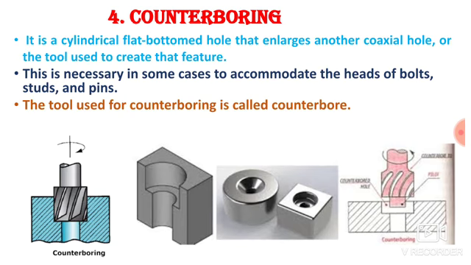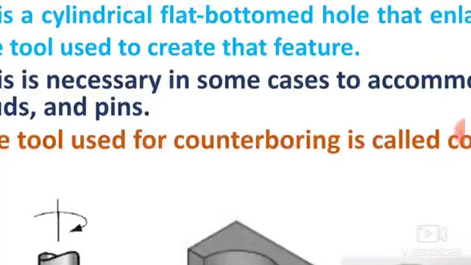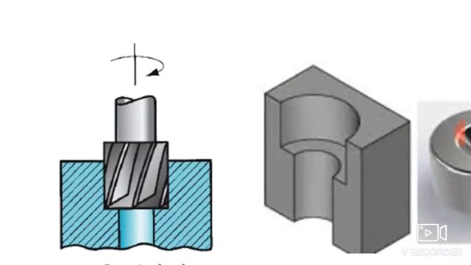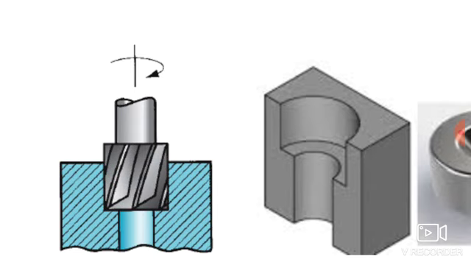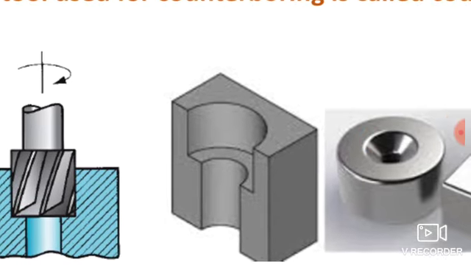The next operation, that is the fourth operation, is counter boring. It is a cylindrical flat bottom hole that enlarges another axial hole, or the tool used to create the feature. This is necessary in some cases to accommodate the heads of the bolts, studs and pins. The tool used for counter boring is called a counter bore. Here you can see an image of the counter boring operation. This is a counter bore tool which is used for the counter boring operation. With this tool we can remove the material like this.